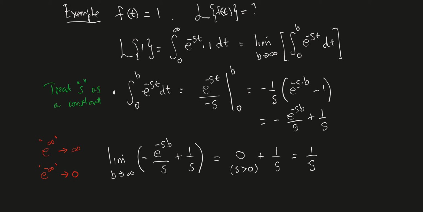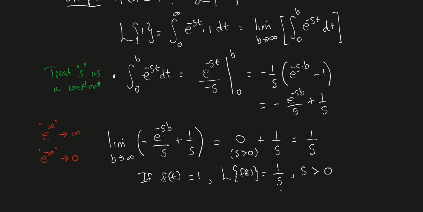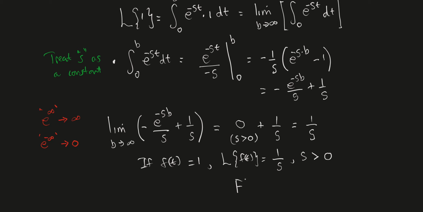Right. So here is our summary now. So if f of t is equal to 1, then the Laplace transform of f of t is equal to 1 over s, provided s is greater than 0. Right? So we could write it like that, or we could use the big F of s notation like this. Right? Yeah, so this strange way of transforming functions changes the constant function 1 into 1 over s, right?